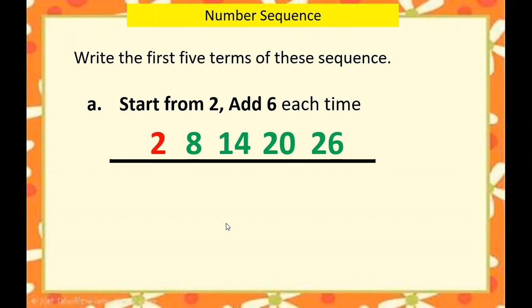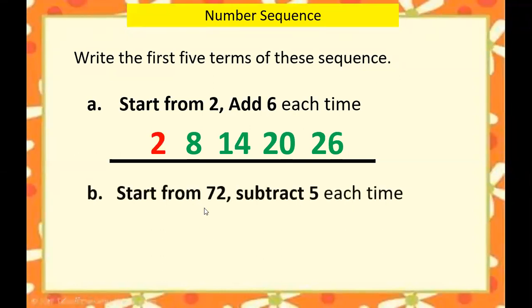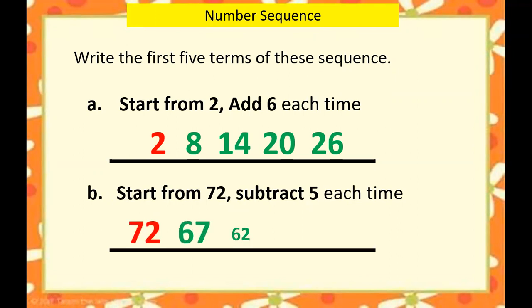Let's check another example. It starts from 72 and subtract 5 each time. You can pause your video and answer first, and then check your answers later. All right, so check your answer please. Always write the starting number. What is the starting number? 72, then we subtract 5 each time. So 67, then 62, 57, and then 52. Is that easy? I hope you understand.